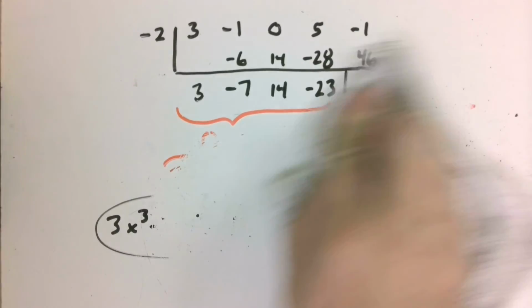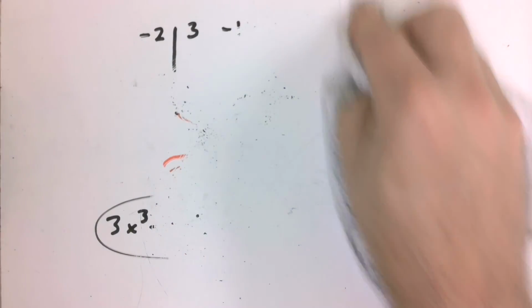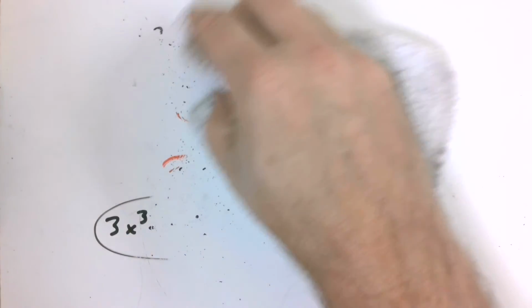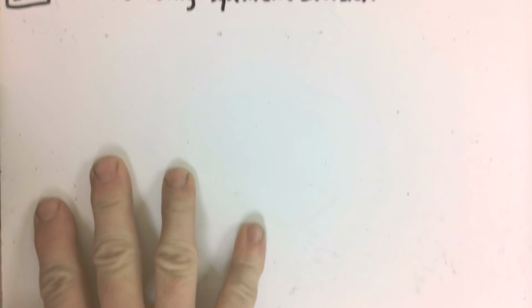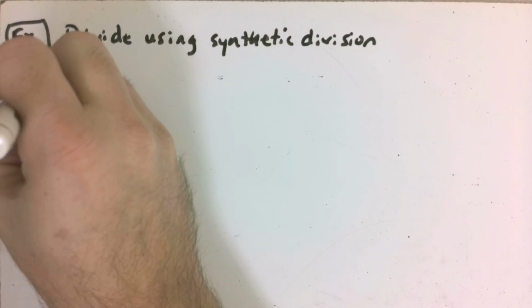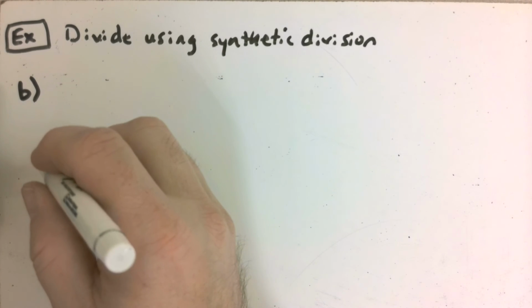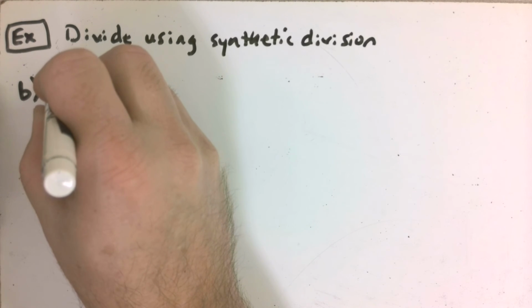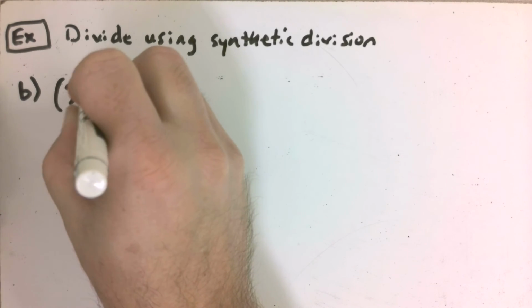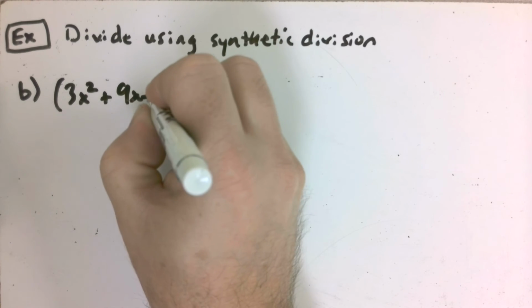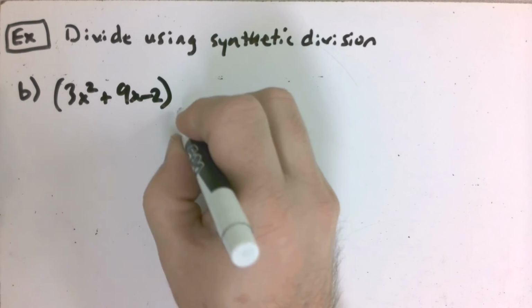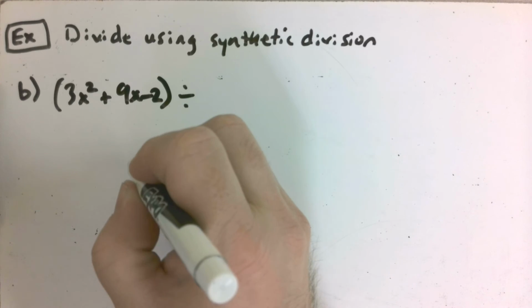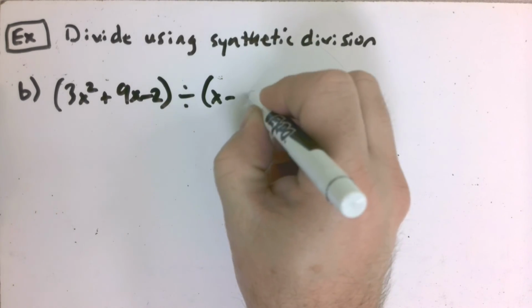Synthetic division can be used anytime you have x plus or x minus a number. And that number sometimes can be a fraction. So I'm going to do a letter B here with a fraction this time. We will do 3x squared plus 9x minus 2 divided by an x minus 1/3.